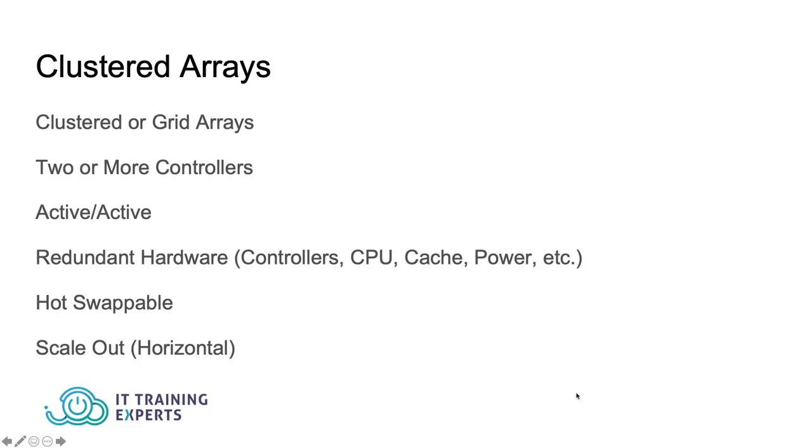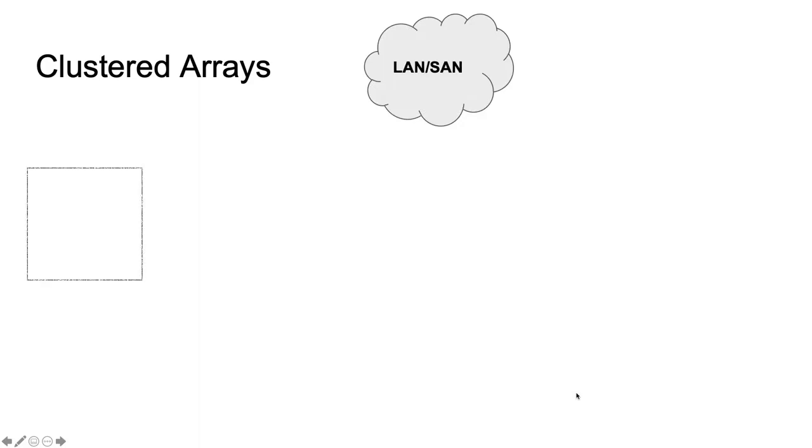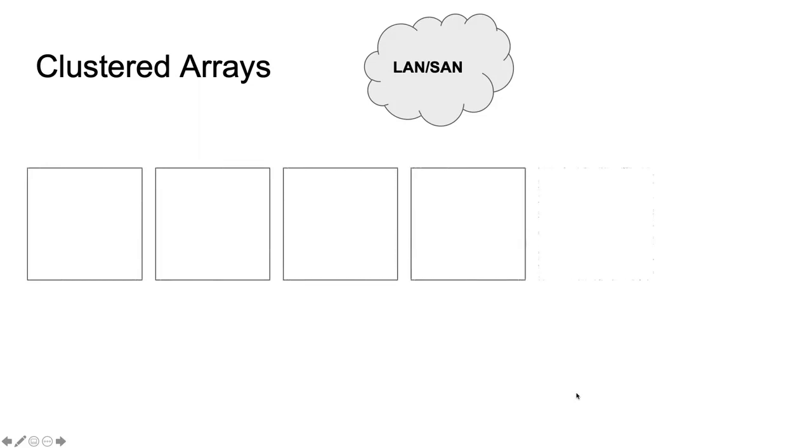Let's look at an animation. It'll probably be a little easier to see visually. So let's look at a clustered array. We have our LAN or SAN. Really, the network topology and protocols don't matter. Most cluster arrays, like modular arrays, support the same protocols. In this example, we have basically 6 controllers in this setup.